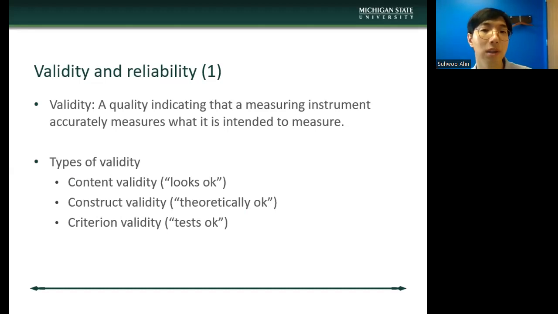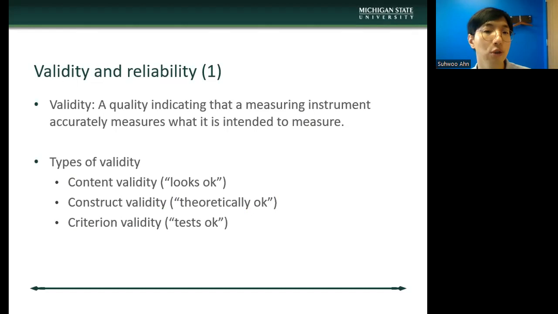Validity is defined as a quality indicating that a measuring instrument accurately measures what it is intended to measure, which means that a measure, like survey questions, accurately reflects a concept, or the survey question should capture what it intends to measure. This is about validity. So if I want to measure happiness, the survey question should only capture happiness, but should not capture anger or depression. This is what validity is about.